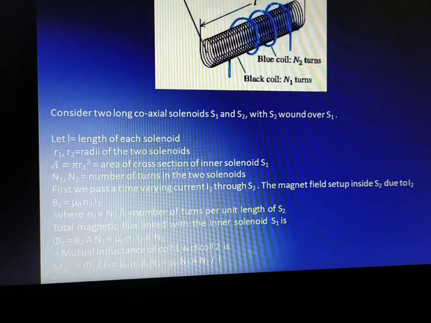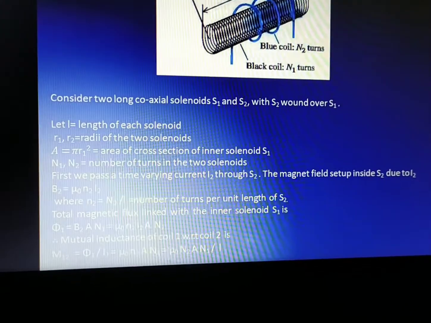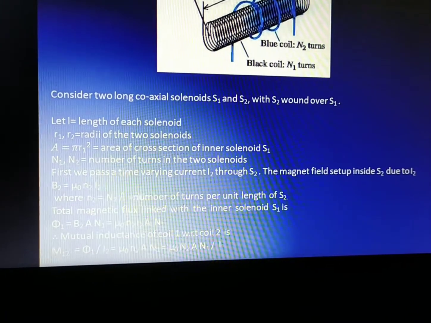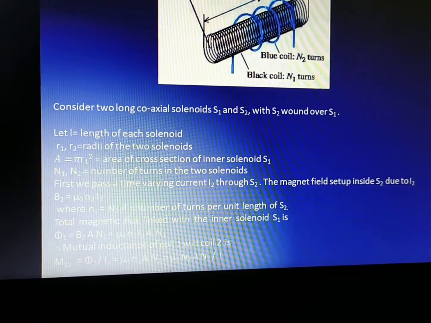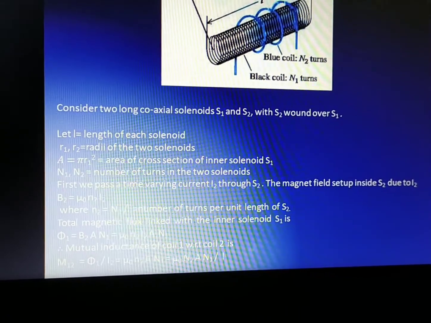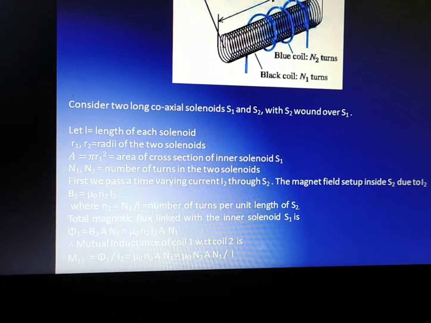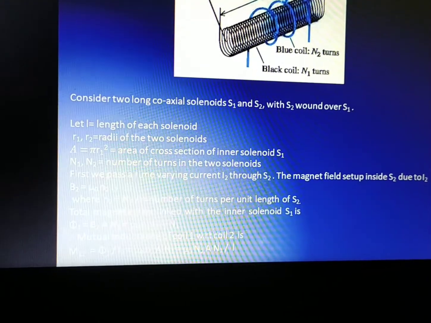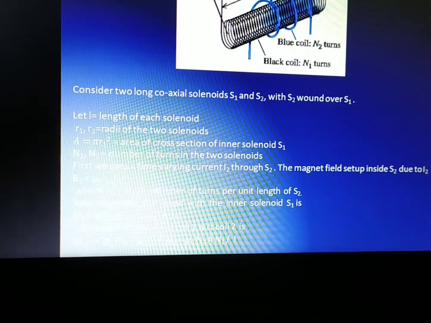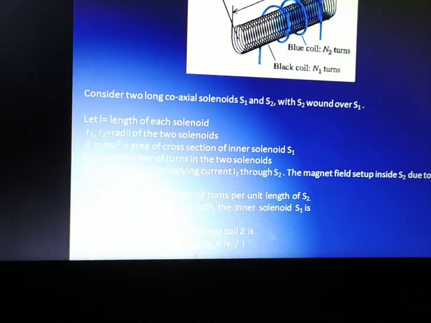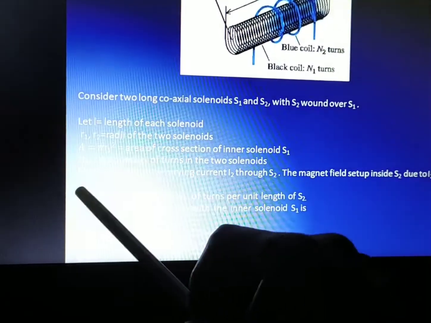What happens if we pass a time varying current? If a time varying current is passed through solenoid S2, a magnetic flux is set up inside coil S2. Why? Because of this mutual inductance, if current is changing in the first coil, there will be some magnetic field set up inside coil S2, and due to this magnetic field there will be a total magnetic flux linked with the coil S1. So let us first find out the total magnetic field that is linked with the coil S2.